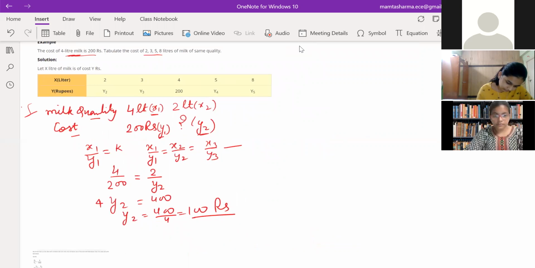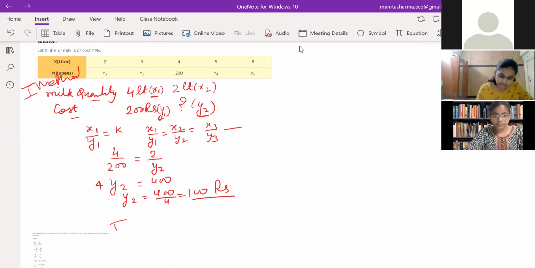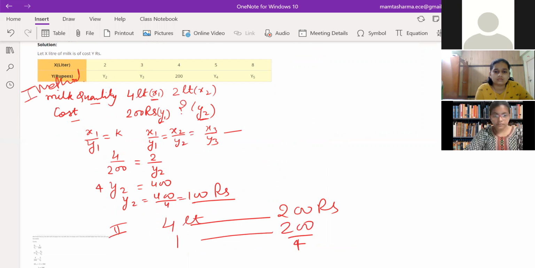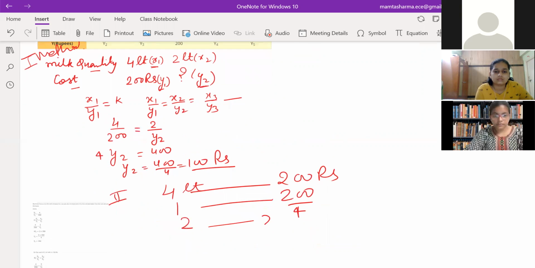This is the first method. Now the second method, the unitary method. If 4 liter cost is 200 rupees, 1 liter cost would be 200 by 4. And 2 liter cost would be 200 by 4 into 2. That's it. You will get 100 rupees.